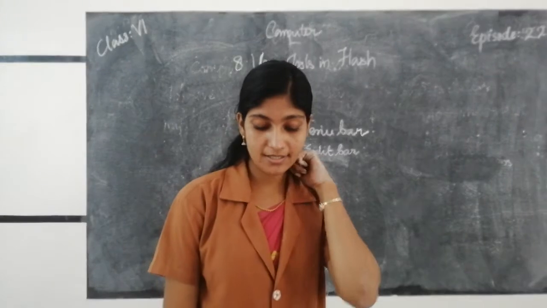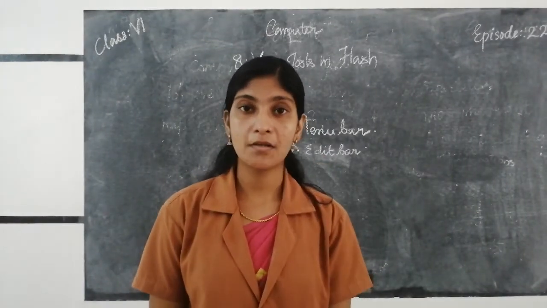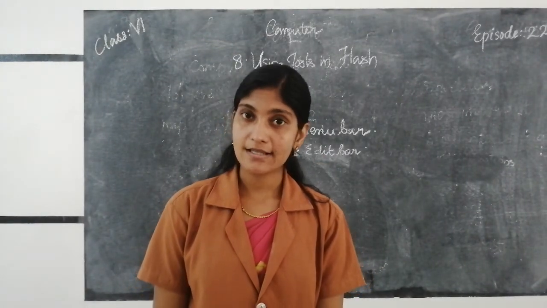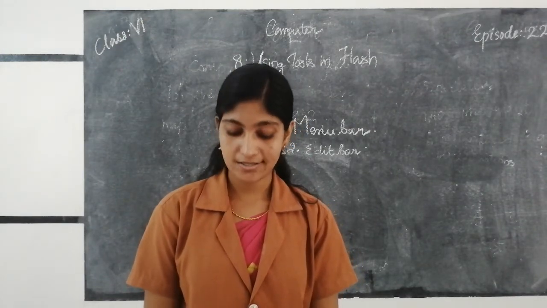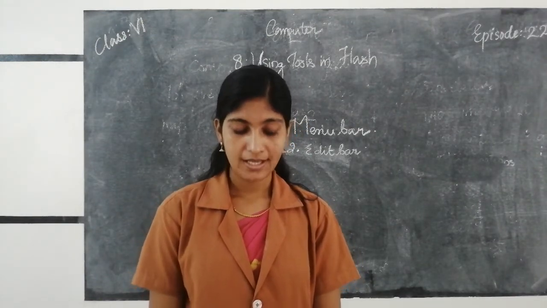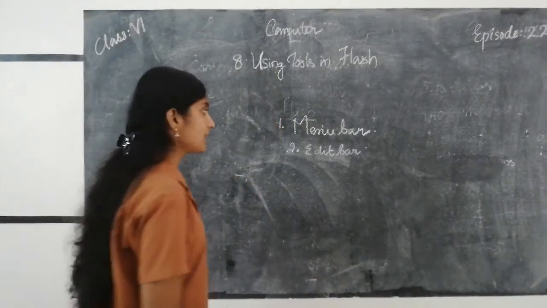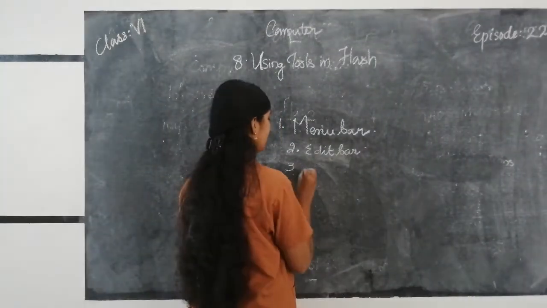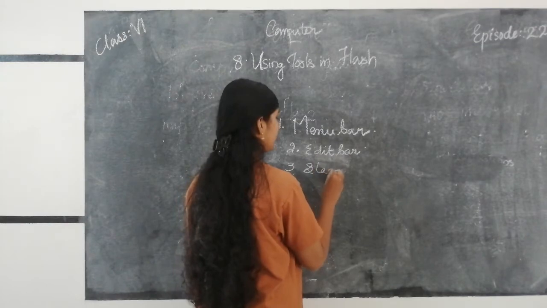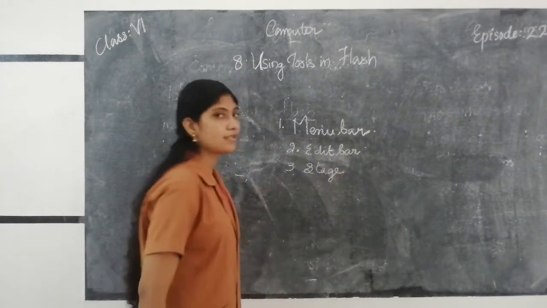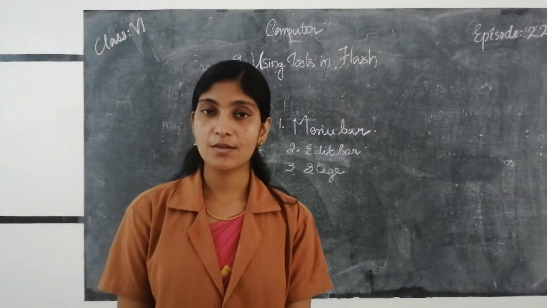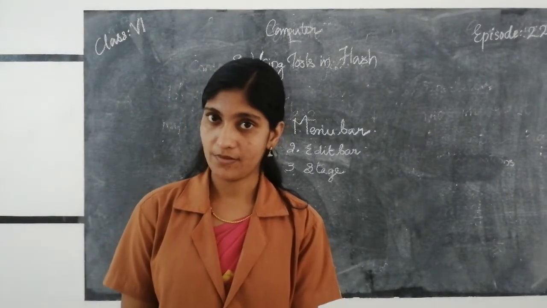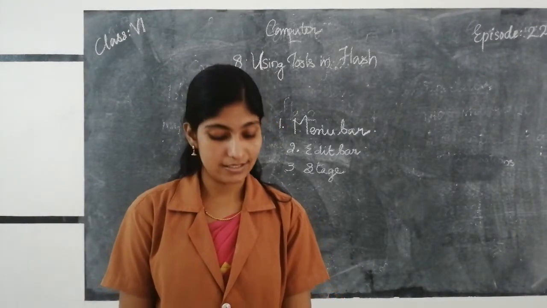Edit bar means it is located at the top of the timeline and it contains controls and information for editing scenes and symbols. Then the third one is the stage. S-T-A-G-E, stage. Stage is simply the working space, so you can create your work in there.